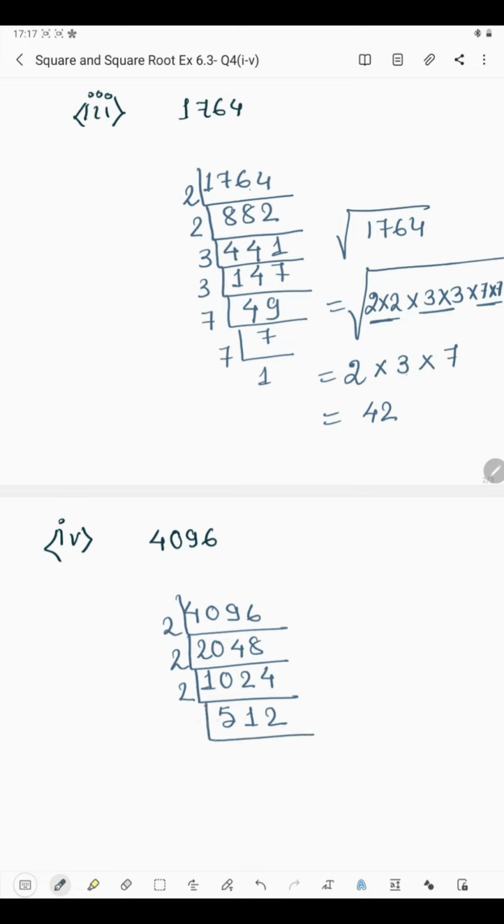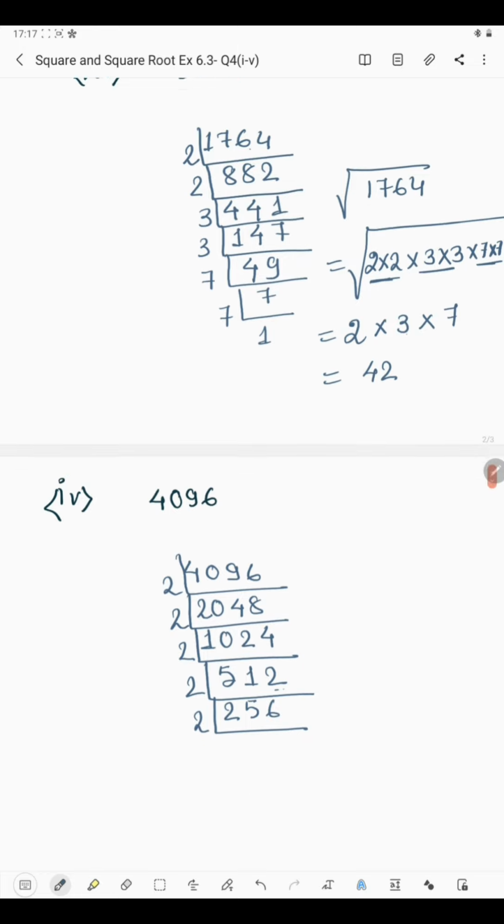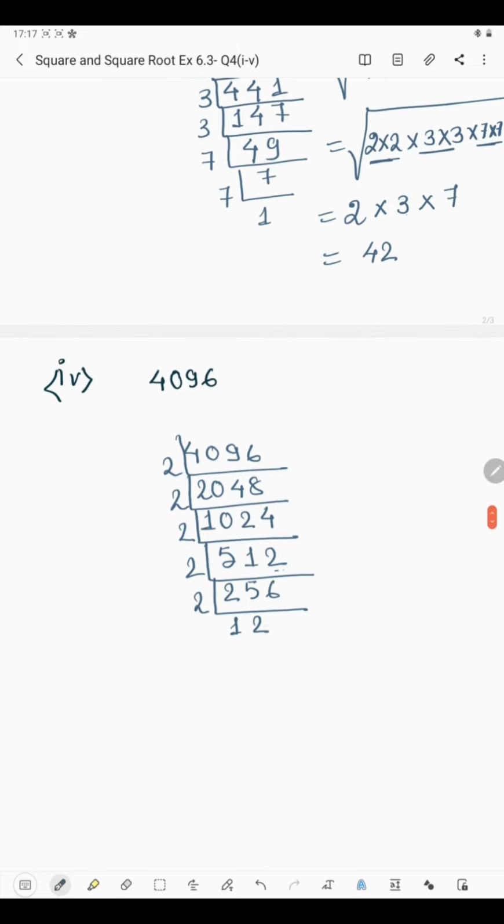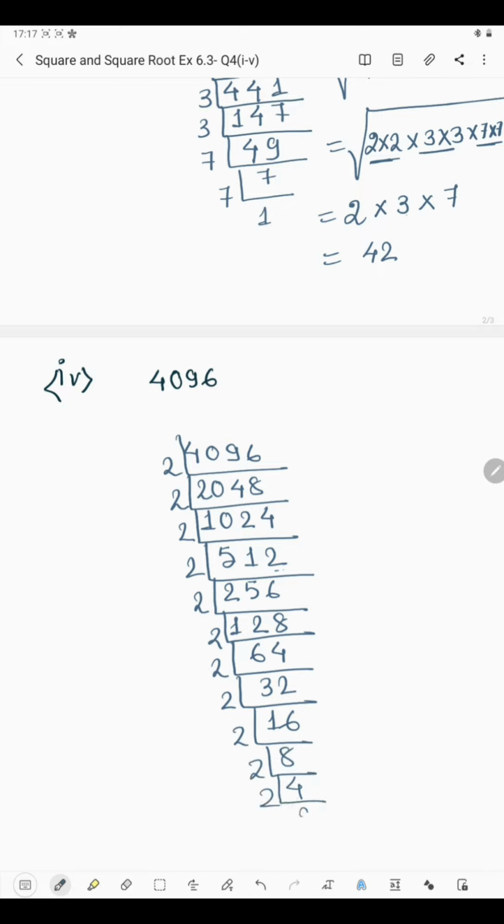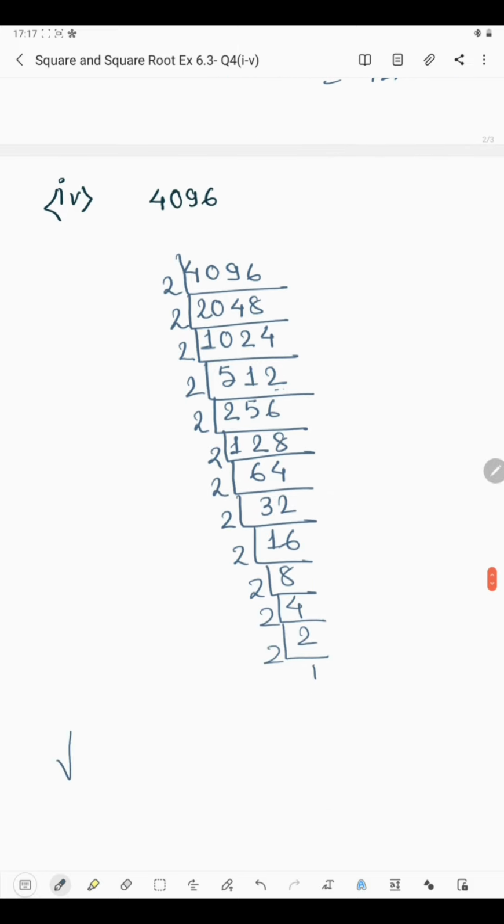Again the last digit is 2, so it will be divisible by 2. So 2 2s are 4, 1, 5 2s are 10, 1, 2 6s are 12. So this is also divisible by 2. So 2 1s are 2, 2 2s are 4, 1, 2 8s are 16. Then 2 6s are 12, 2 4s are 8, again by 2, 2 3s are 6, 2 2s are 4. Then 2 16s are 32, 2 8s are 16, 2 4s are 8, 2 2s are 4, then 2 1s are 2. Now, how many 2s have we got?